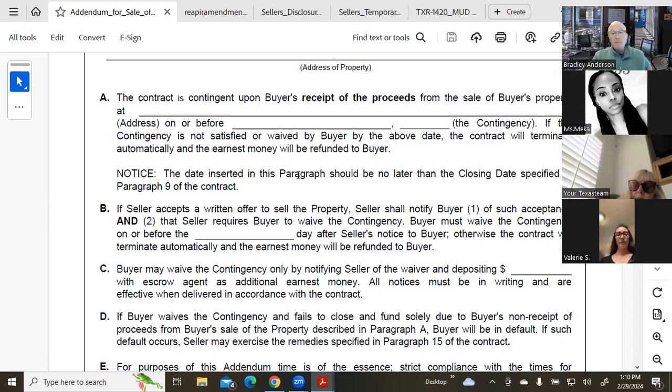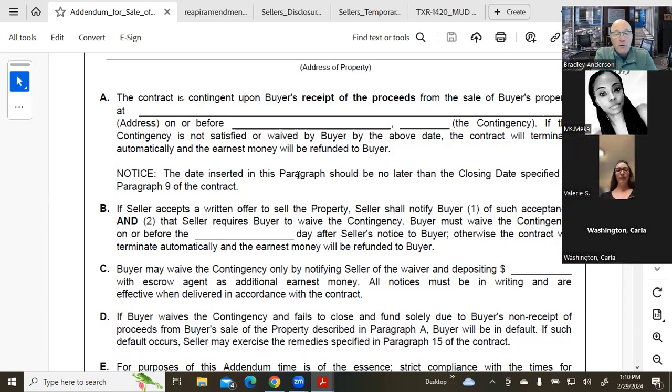So reading on, it says buyer must waive contingency on or before the blank day after the seller's notice to buyer. Otherwise, the contract is going to terminate and the earnest money is going to be refunded to the buyer. So this also decreases your chances of your offer being accepted if you leave this blank. So basically you're saying, Mr. and Mrs. Seller, I want to buy your house.